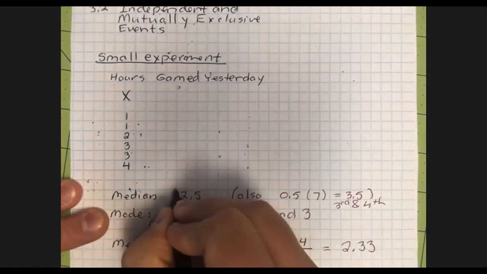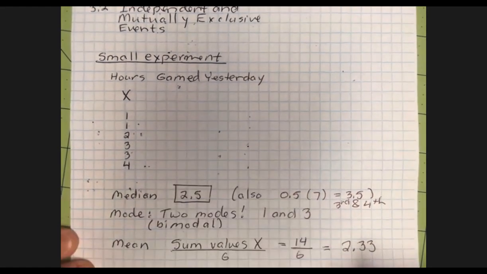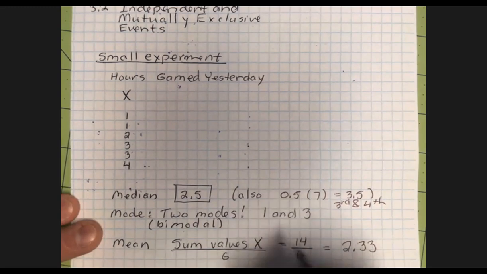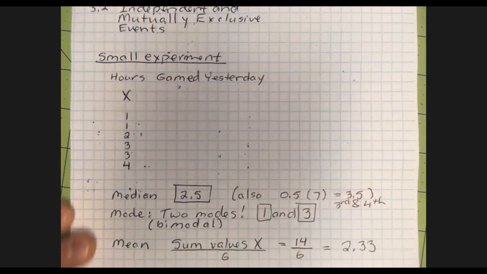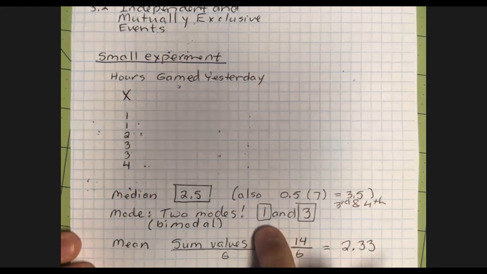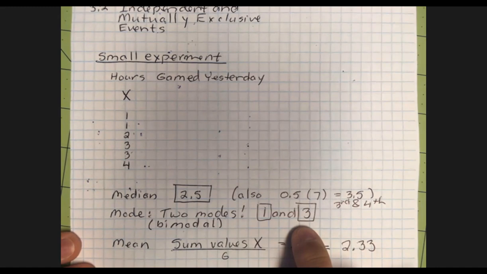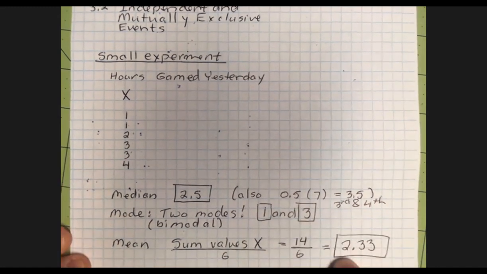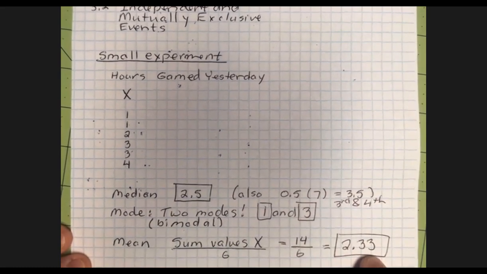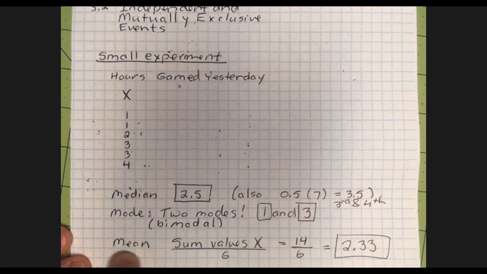So let's look at these three numbers. 2.5, that's the middle number. 1 and 3, that's the number of hours gamed that your friends most frequently said. Let's look at this number, average, 2.33. That's the average number of hours that your friends gamed last night. We call that the mean.